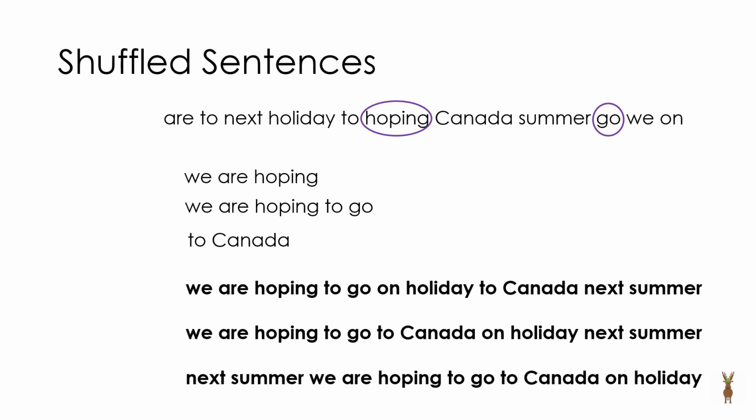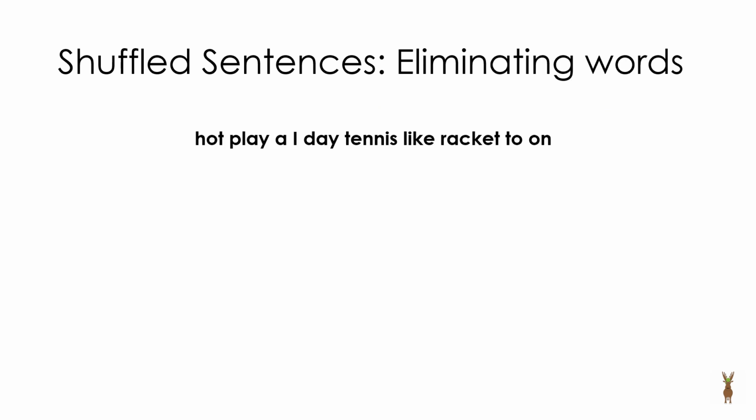So far we have rearranged sentences. So now let's find the extra word in a jumbled sentence that doesn't make sense when the sentence is rearranged. Hot play, I day tennis like racket 2 on. Tennis jumps out as a noun. There are 2 words that look like they could go with tennis. Which verb goes with tennis? Play. So we have play tennis.